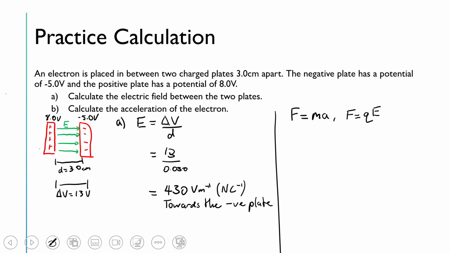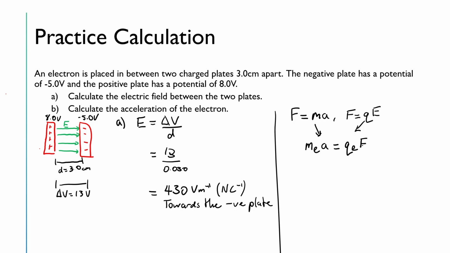What we can do from here is assume that the two force values in these equations are going to be equal. In this case, we're talking about the force that's being placed on this electron. So we can say that the mass of the electron times its acceleration is going to be equal to the charge of the electron multiplied by the electric field.